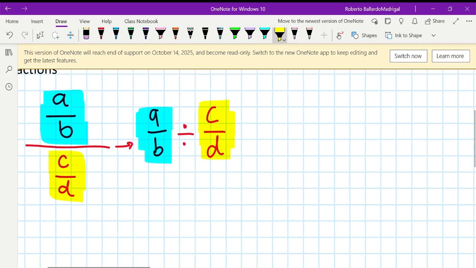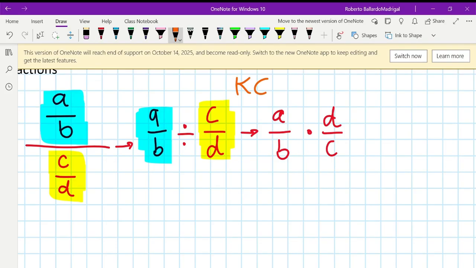Okay. Well, if I'm dividing two fractions, now I can, okay, I remember this from fourth grade. I have to keep change flip, right? So then I keep my first fraction as A over B. I change my division sign to what? Multiplication. And now I flip C over D. So the bottom goes to the top, top goes to the bottom. And I have D over C, right? Keep change flip. And then my final answer is the product of the top and the product of the bottom. So A D over B C.